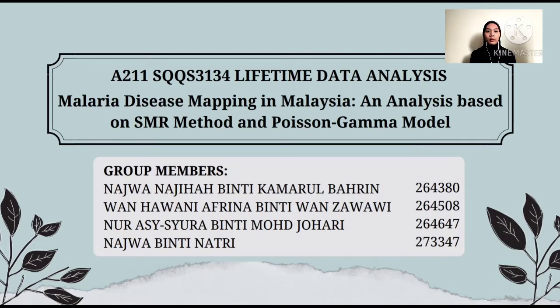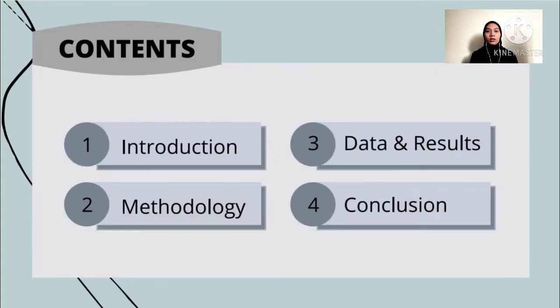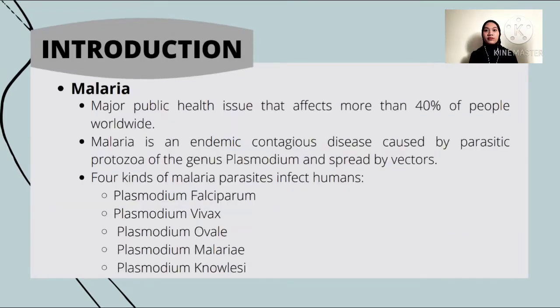My group topic for this group project is malaria disease mapping in Malaysia and analysis based on SMR method and Poisson gamma model. My group members consist of myself, Wan Hawani, Nur Asy-Syura, and the last one is Natri. The content of the slides is first introduction, second is methodology, third is data and result, and the last one is conclusion. So we move to the first agenda, which is introduction.